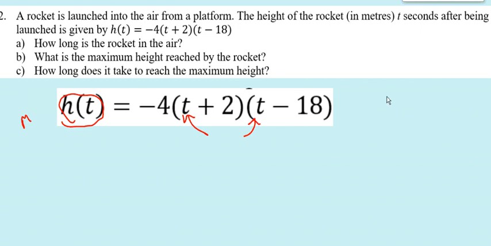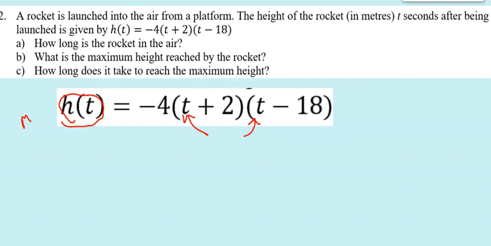launched. Now, as soon as I hear about the height of a rocket, this picture comes to mind. It's a projectile. We shoot it up in the air and it comes back down. Now, I don't know any of the values on this picture, but that's a good thing to keep in mind whenever you're working with a projectile question like this one. So we know that we are dealing with height versus time.